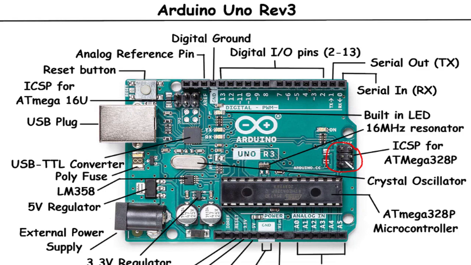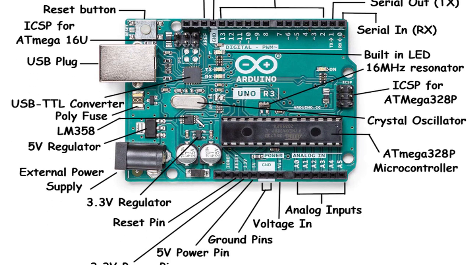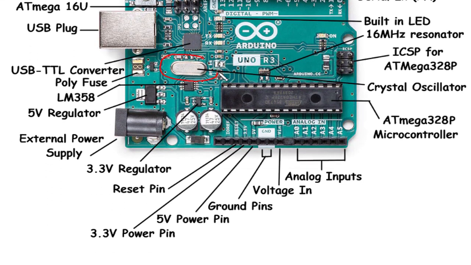The Arduino Uno Rev3 also includes a crystal oscillator. This oscillator provides precise timing for the microcontroller. By maintaining a consistent oscillation frequency, the crystal oscillator ensures accurate timekeeping and synchronization of the board's functions.